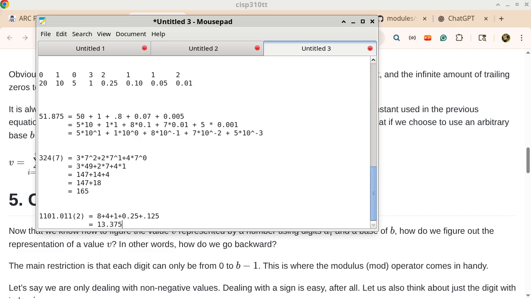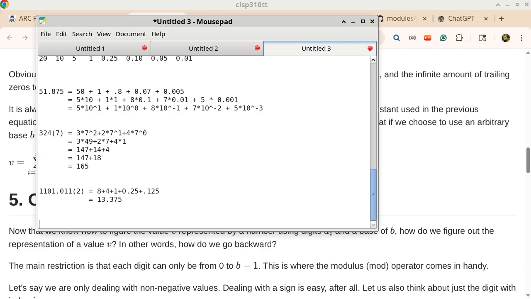What about the other way around? That's the harder way, which is if I give you a value in base 10, because we can understand base 10 numbers right away, and I want to convert it back into a specific base that is not base 10, how do we go about doing it? In other words, that's the currency thing. So how do we reverse that process?